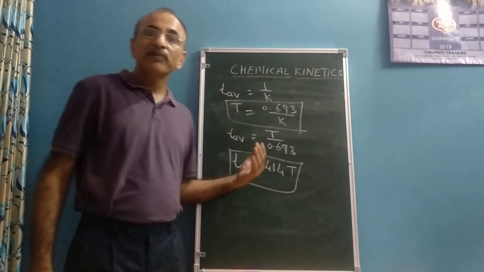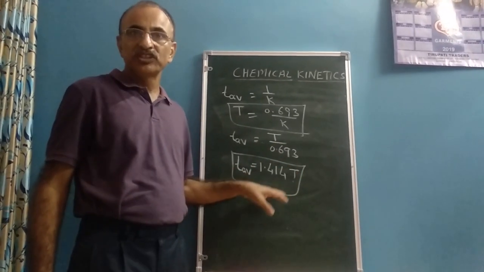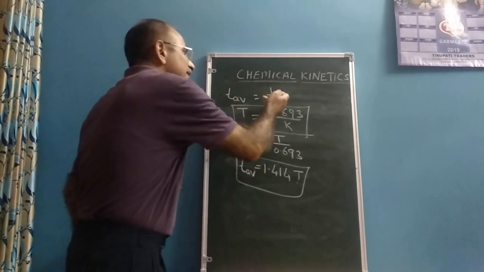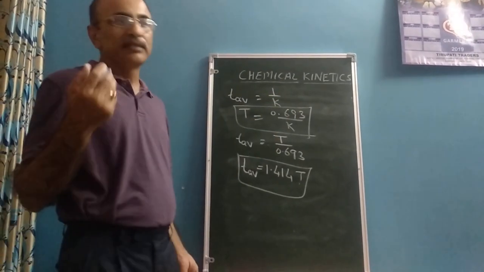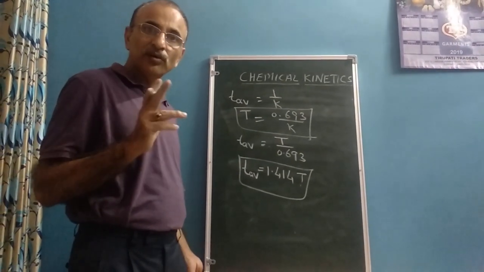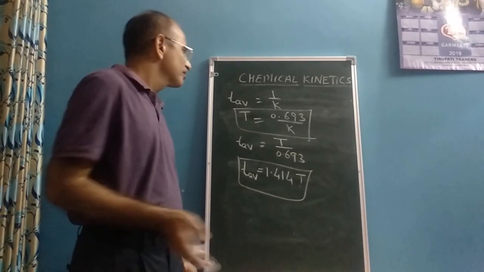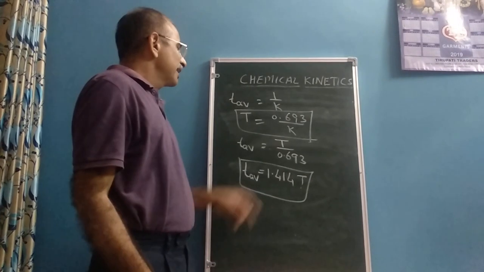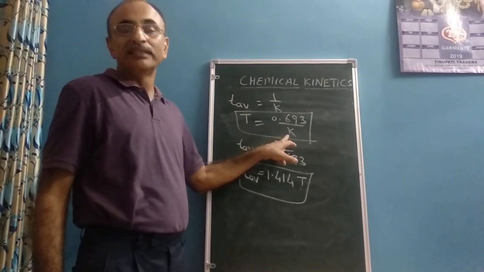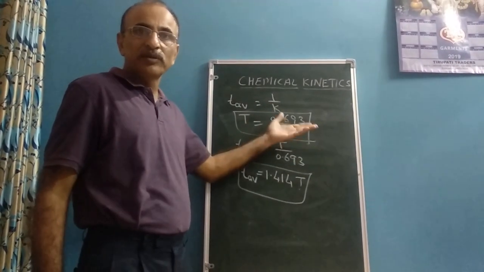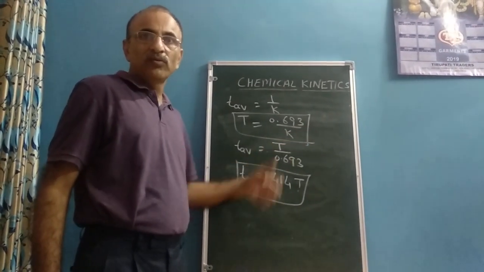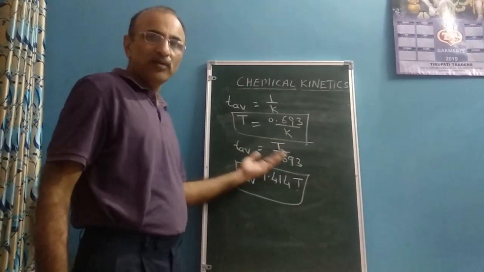Radioactive disintegration reactions are also of first order kinetics, so the same rule is applicable. In that case, k is called the decay constant. It can also be represented by lambda. This is how we will be able to solve such types of problems.